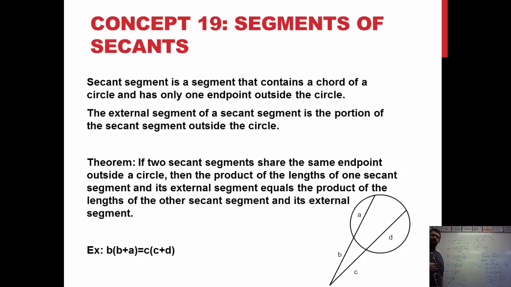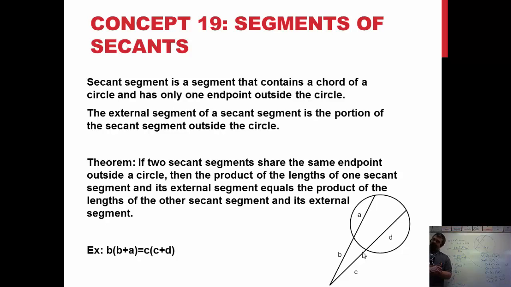A secant segment is a segment that contains a chord of a circle and has only one endpoint outside of the circle. So if I look here, this segment right here is a secant segment because it is made up of a chord A, and it has only one endpoint right up here that is outside of the circle. So it is a secant segment. The external segment of a secant segment is the portion of the secant segment outside of the circle. So in this case, B here is the external segment, and C here is an external segment of my secant segment.